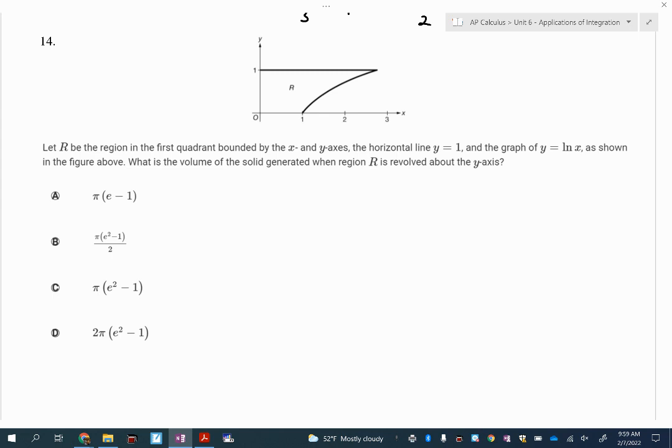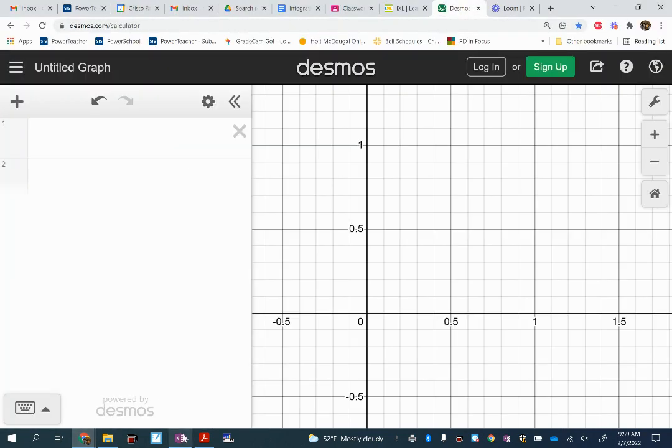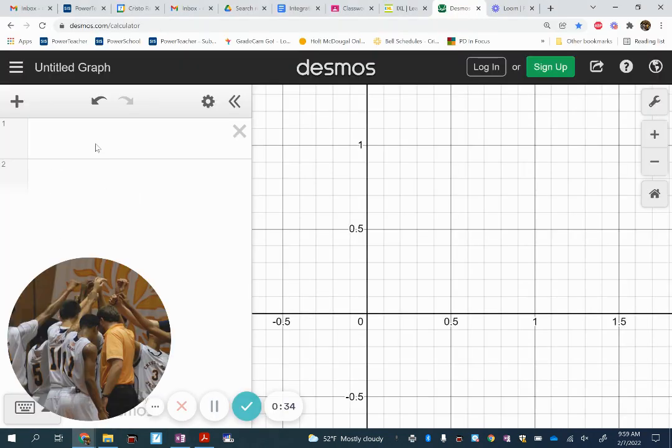I'm going to go into Desmos and type all this in, and we can figure out how to find the volume of the solid generated when you take this and revolve it around the y-axis. So I'm going to type into Desmos: we've got y equals the natural log of x.